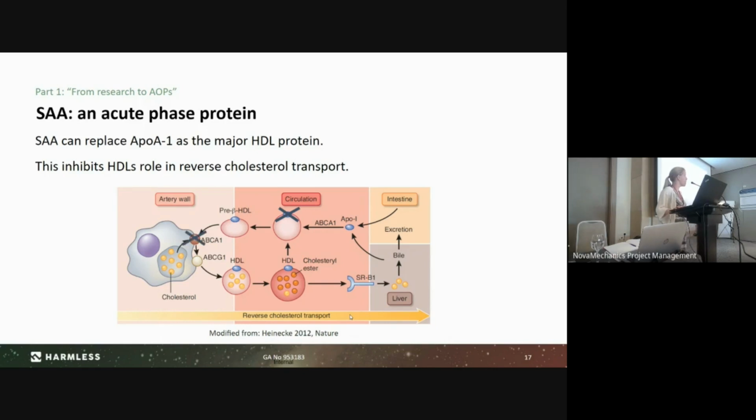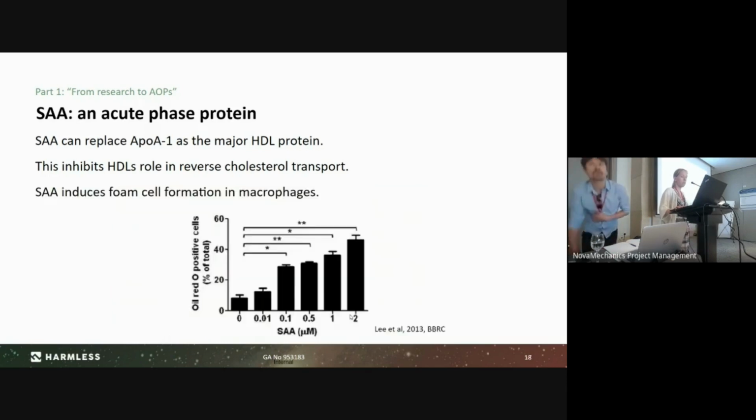So when SAA is bound to HDL, it does not remove the cholesterol from the arterial wall, so it will build up there. It's also been shown that SAA can induce foam cell formation in macrophages. In this in vitro study, macrophages were exposed to SAA and then they were turned into foam cells, which are the primary components of the atherosclerotic plaques.